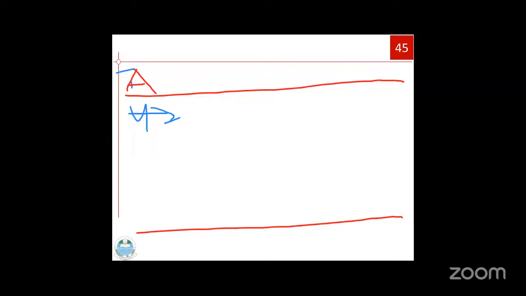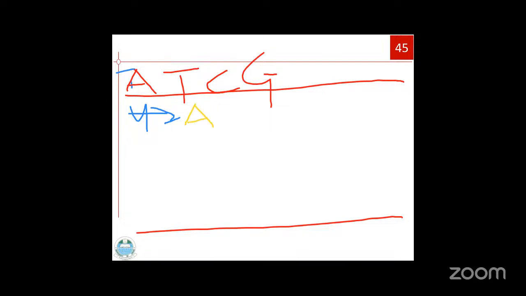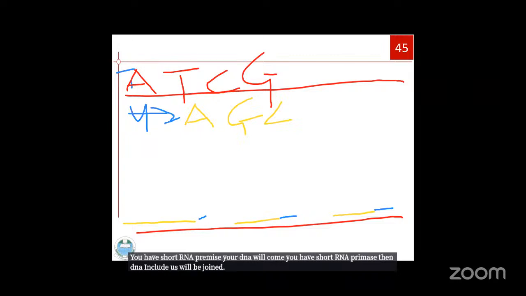So what happens? Then DNA polymerase 3 will now come and help you to complete this strand with A, G, C. The same thing is seen here. You first have a short RNA primer, then your strand will be elongated that way. You have a short RNA primer, your DNA will come. You have a short RNA primer, then DNA nucleotides will be joined. So at the end of the whole exercise, you have DNA polymerase 1.